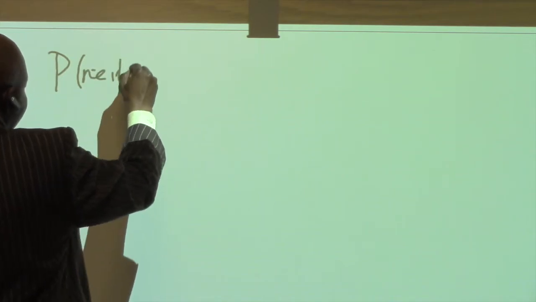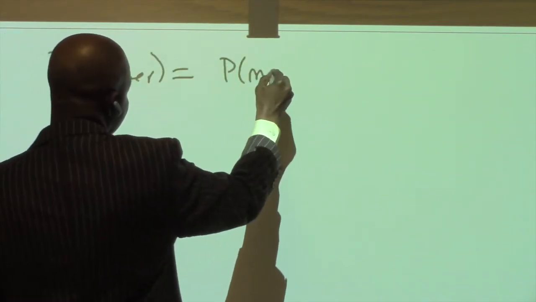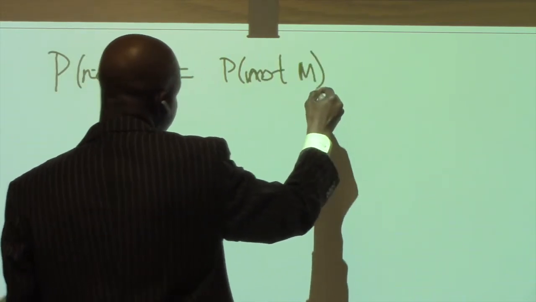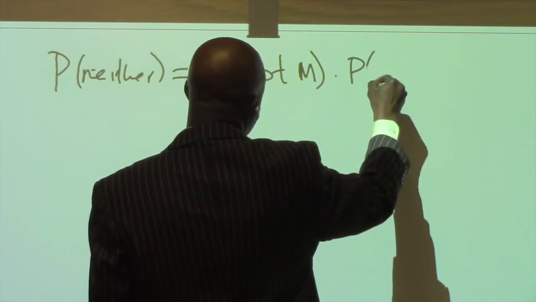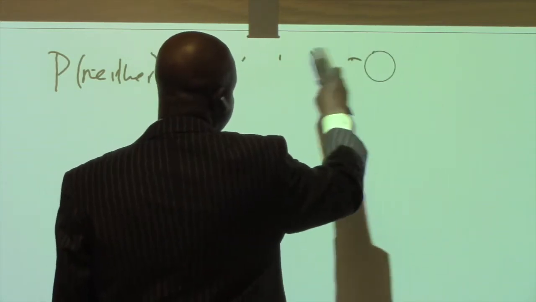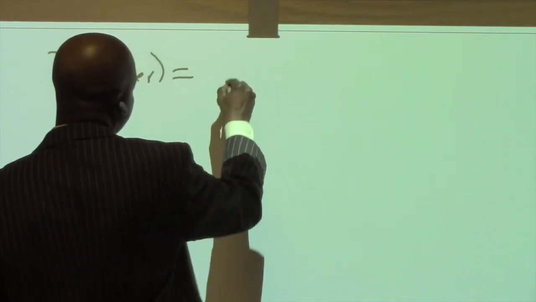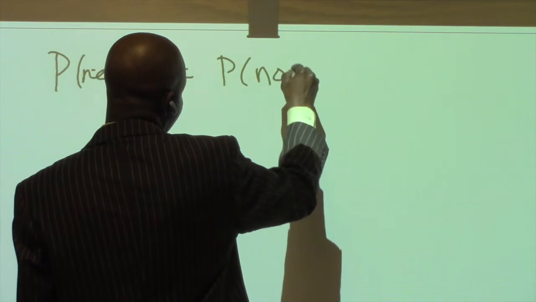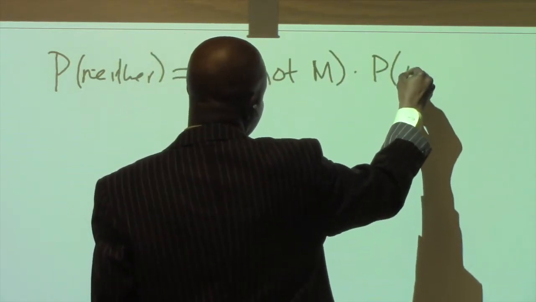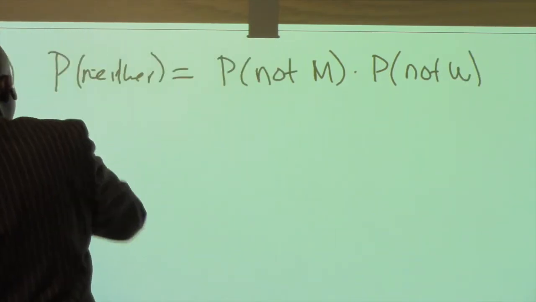Neither. So that would be the probability of what? Not M times the probability of what? Not W. Okay, let me make this very clear so that you see it. So that will be the probability of not M times the probability of not W. Like I said, I'm doing C first.